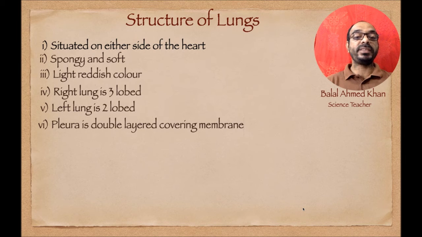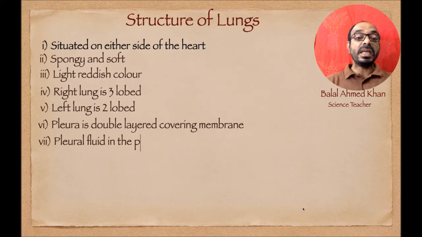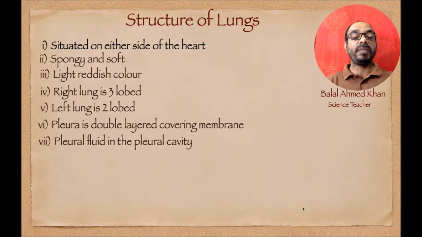Number six, pleura. The double-layered covering membrane of the lungs is the pleura. The pleura is a membrane that covers the lungs and reduces the friction between the rib cage and the lungs. And pleural fluid is in the pleural cavity. Between the lung membrane and the pleura, a cavity-like structure forms. This cavity contains a huge amount of fluid. This fluid reduces the friction during inhalation and exhalation.